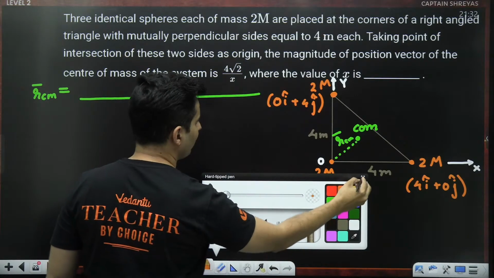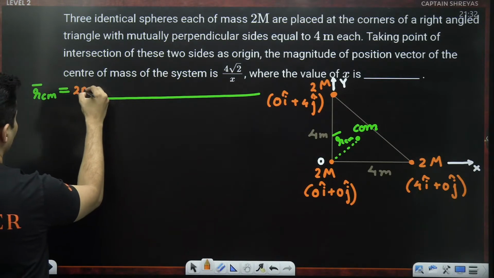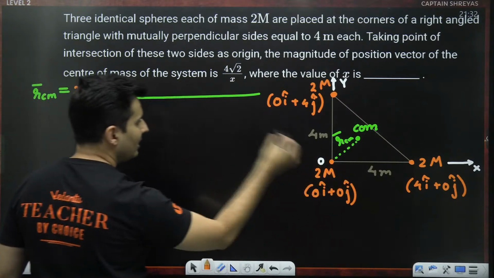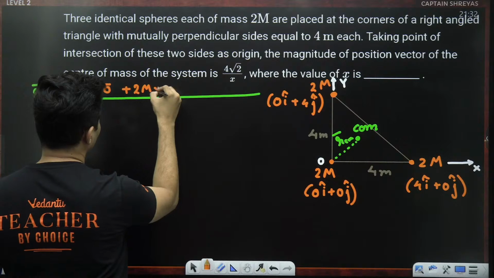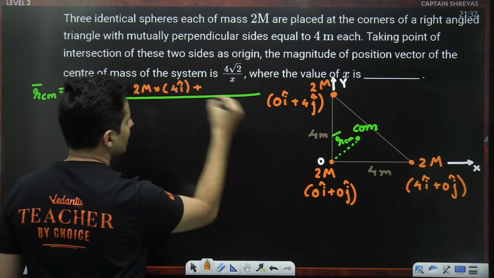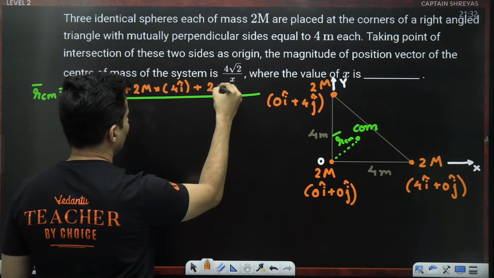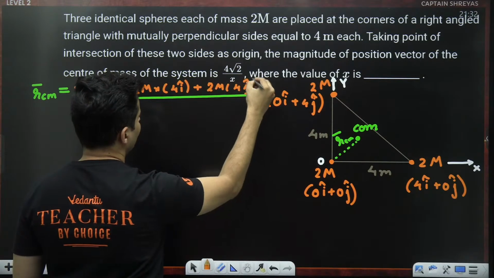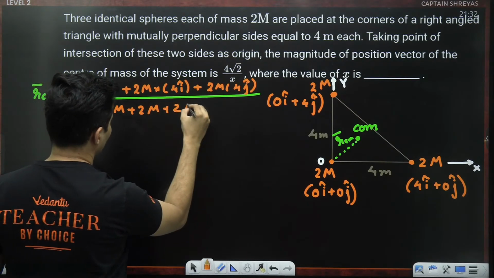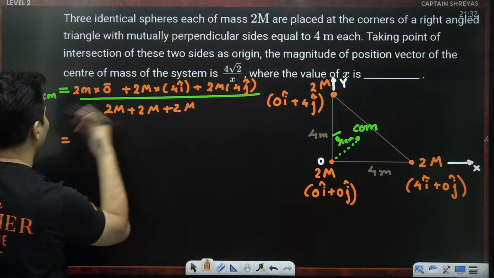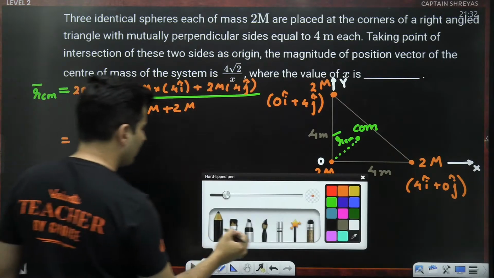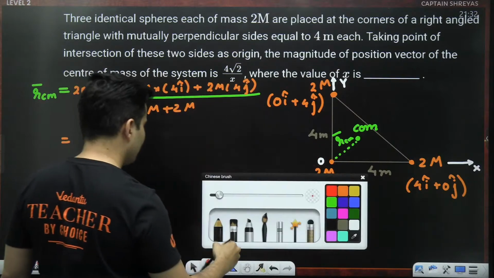So what is mass number 1? This is 2m, and it is multiplied with a null vector because it's at the origin. Second mass is also 2m multiplied with 4 i cap only. And lastly, you have this mass, which is again 2m multiplied with 4 j cap only. The whole thing divided by 2m plus 2m plus 2m. So this guy into null vector is a null vector. 2m, 2m, 2m, you can cancel it everywhere if you like, but we'll just keep it for one step.